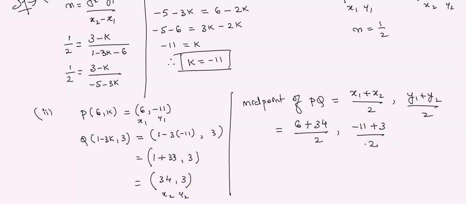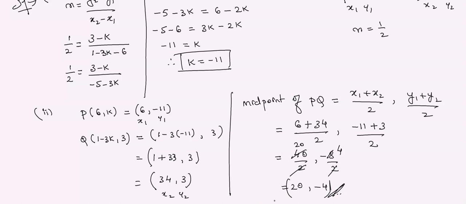Done? Understood? Good. Now, what should we do? Very simple. 6 plus 34 is 40, by 2. 3 minus 11 is minus 8, by 2. 2 twos are 4, that is 20, comma 2 fours are 8, that is minus 4. So the midpoint of PQ is (20, minus 4). So this is the midpoint.